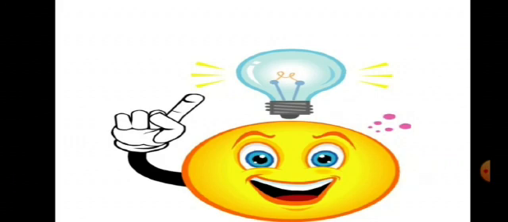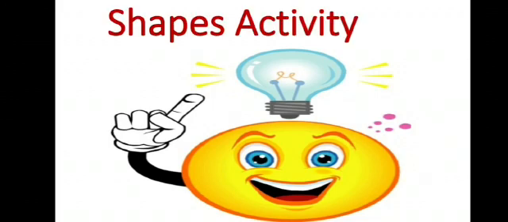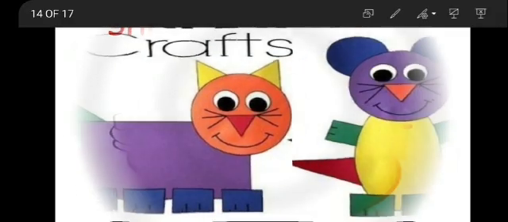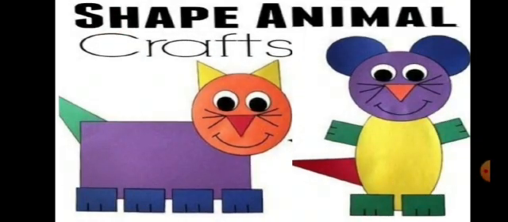Well kids, in our previous session we have done an activity of shapes. Today we will do another activity of shapes. With the help of shapes, you can draw animals and different things. So here, as you can see, a cat and a rat are being made with the help of basic shapes. So you should try this, okay?